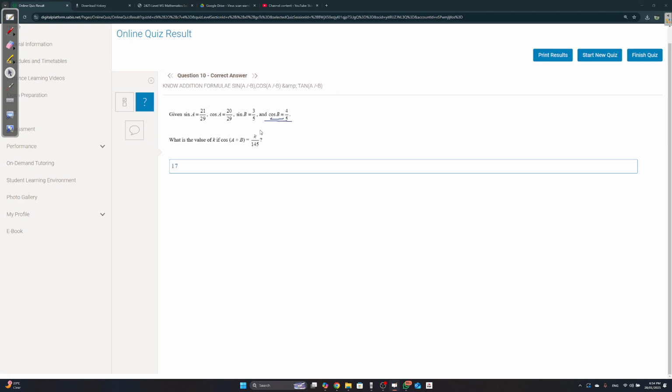But anyways, question 10. Given sine A is equal to 21 over 29, cosine A is 20 over 29, sine B is 3 over 5, and cosine B is 4 over 5. What is cosine A plus B? Cosine A plus B is cosine A cosine B minus sine A sine B. Remember, for cosine, it's opposite. When you have plus, it's minus. So cosine A is 20 over 29, cosine B is 4 over 5, minus sine A, which is 21 over 29, times sine B, which is 3 over 5.